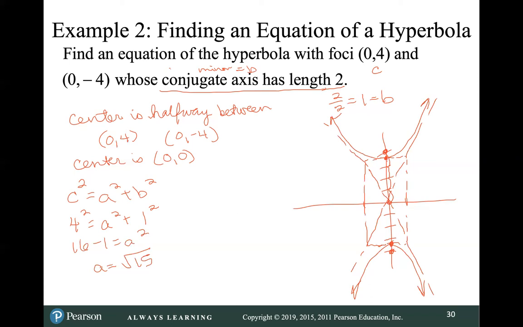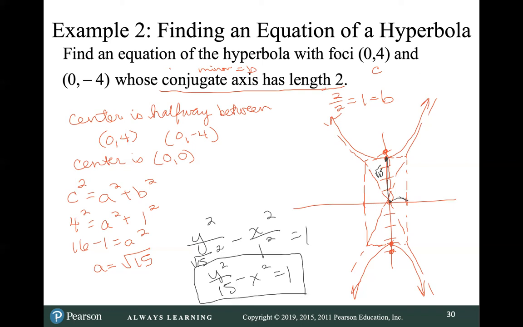So now to find the equation, I need to know what variable goes first. Since this is up and down opening, the variable that goes first is going to be my y squared over something minus x squared over something equals 1. My distance from the center in the y direction to my vertex is the square root of 15. So we have the square root of 15 squared. And then my distance in the x direction was 1 squared. So I get y squared over 15 minus x squared over 1, which is just x squared, equals 1.